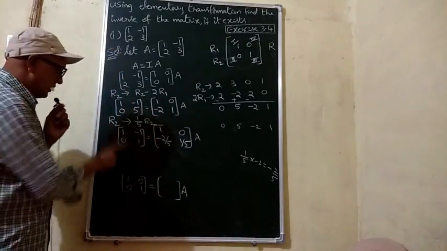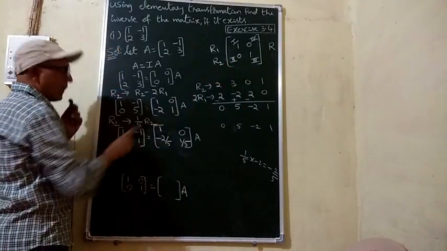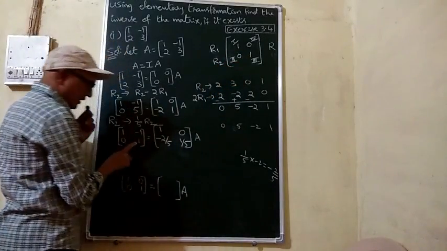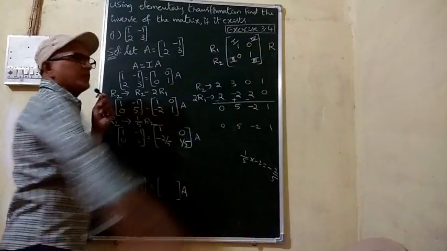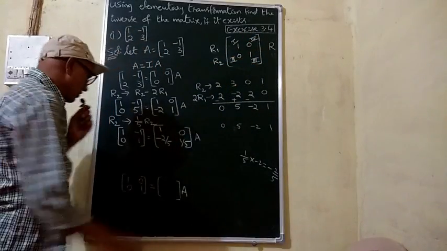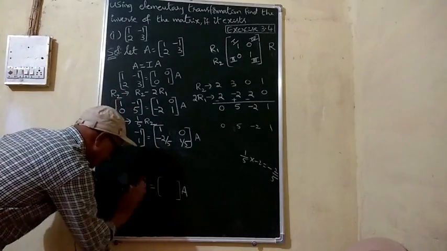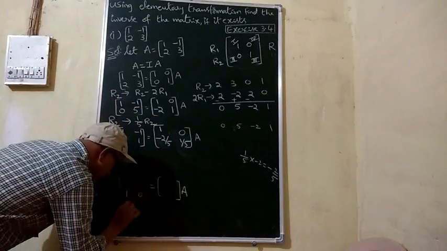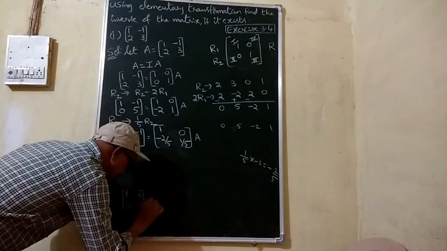Clear? Roman letter 1, Roman letter 2, 0, 0. Roman letter 3, 1. Roman letter 4, 0. This is our answer. Now I will write a bit here: 1, 0, 0, 1. This we have to get. Whatever we get here, that is our answer.